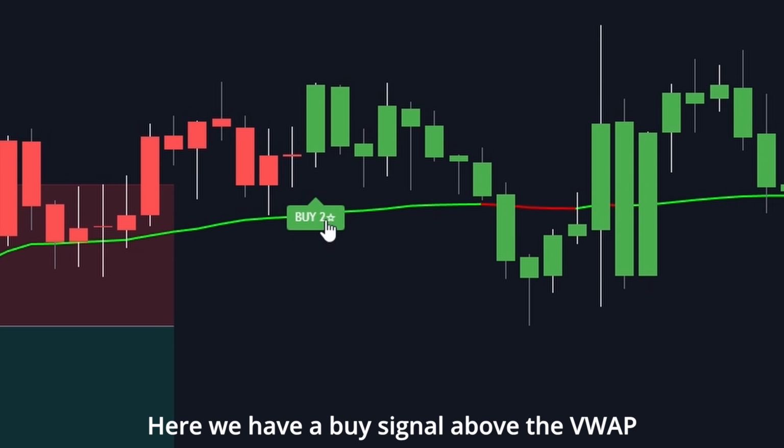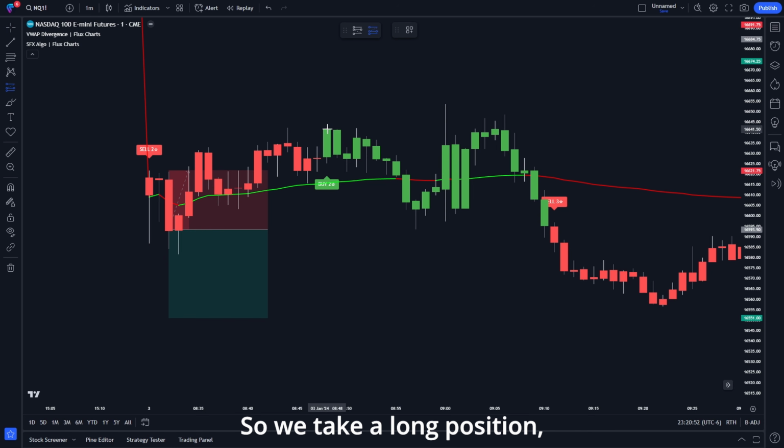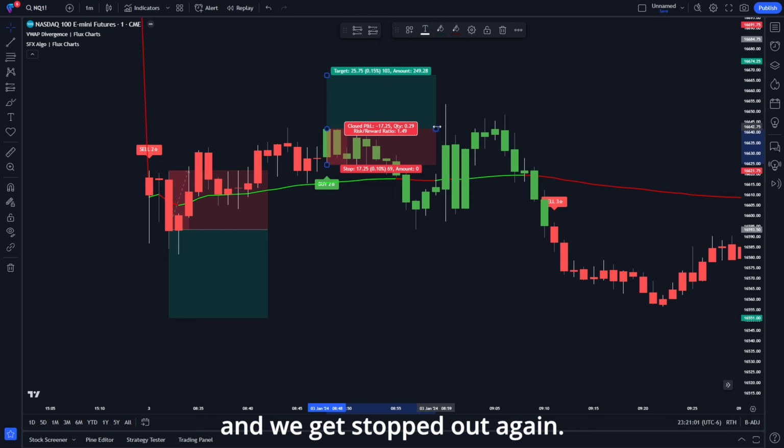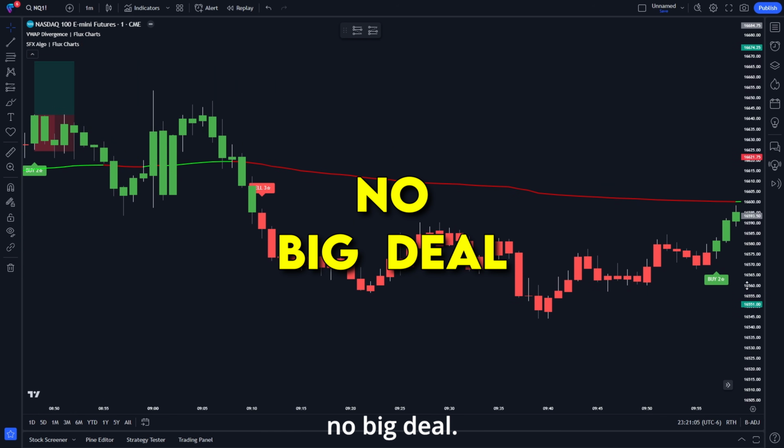So don't worry. Here we have a buy signal above the VWAP line, and it's green. So we take a long position. Stop loss here, 1 to 1.5. And we get stopped out again. So 2 losses in a row. No big deal, guys. No big deal.